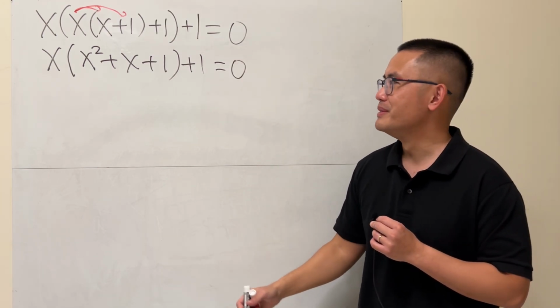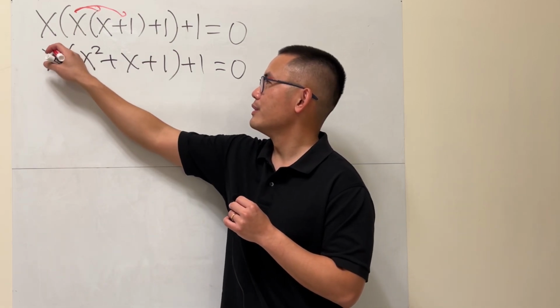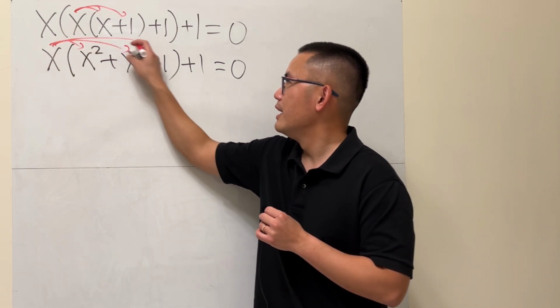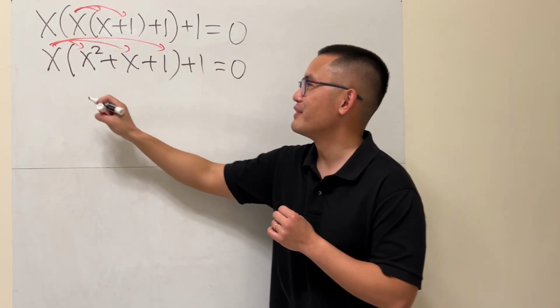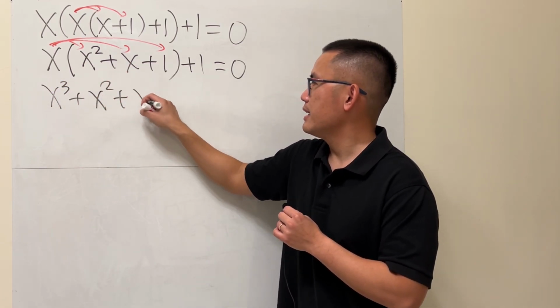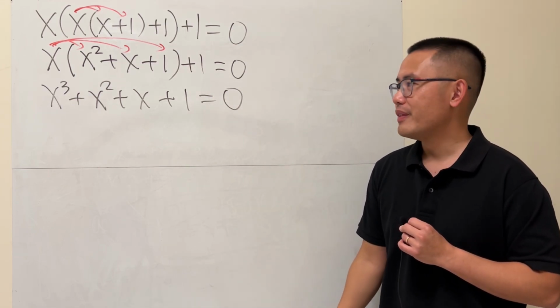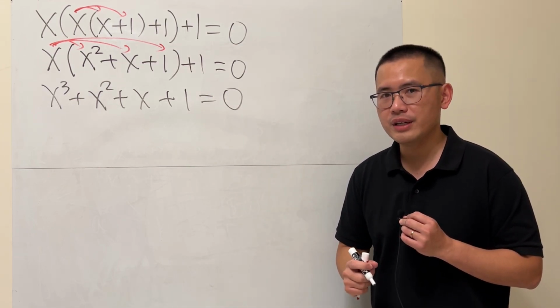And then continue. We have this parentheses with this x in the front. So distribute here, here, and here. So we have x cubed plus x squared plus x and then plus 1. And that's equal to 0. Now we end up with a cubic equation.